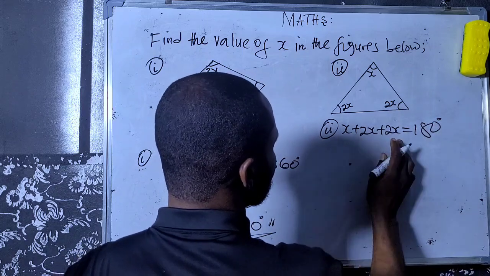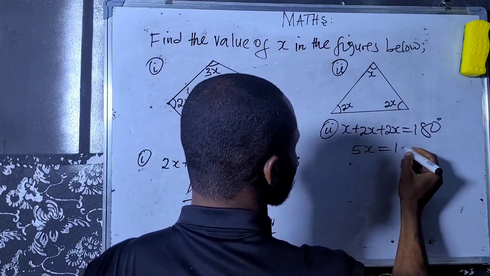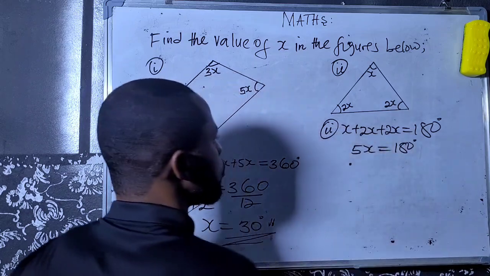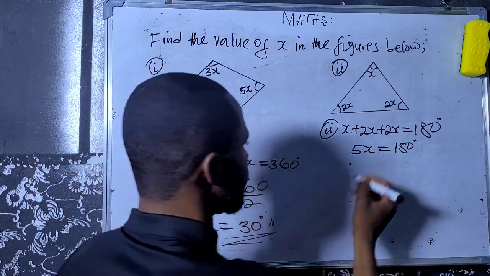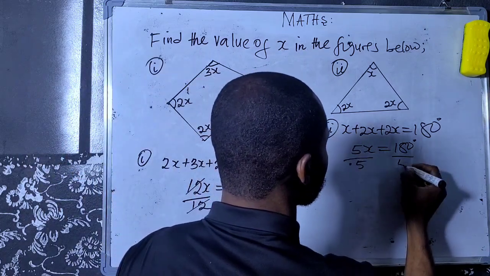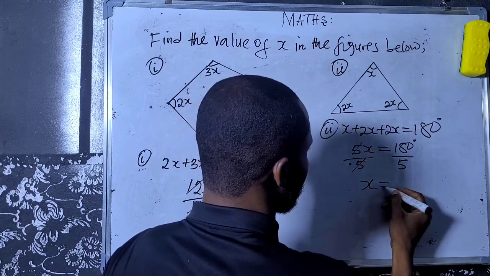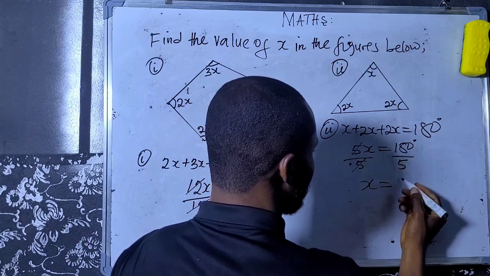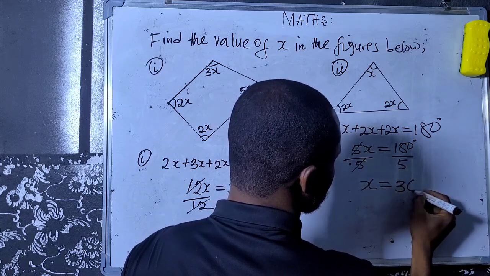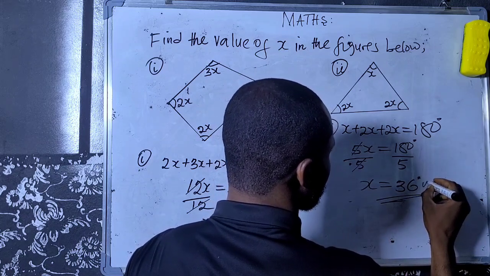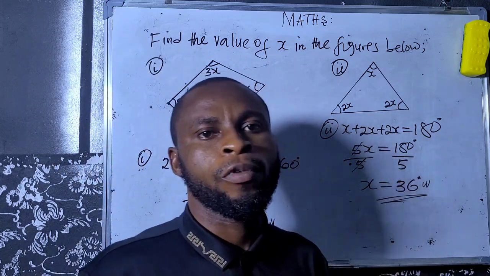We sum this up and have 5x equals 180 degrees. To get the value of x here, we divide both sides through by 5. Then 5 eliminates 5, and we have 180 degrees divided by 5, which gives us 36 degrees. As such, x equals 36 degrees in the second figure.